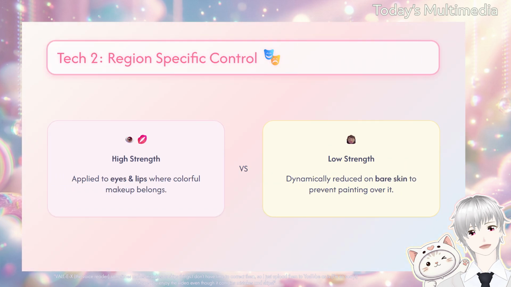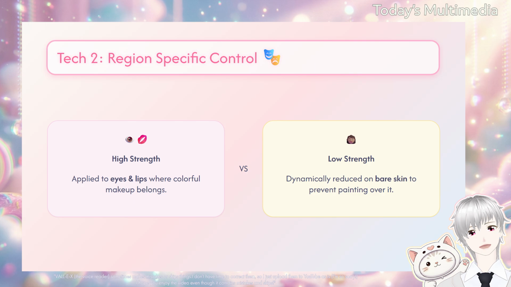Second, they created a region-specific makeup strength control. Previous methods just blasted the whole face with the makeup transfer, which is why the skin tone would get so messed up. Instead, MakeupMirror uses a facial segmentation mask. This mask maps out exactly where your lips, eyes, and bare skin are during the image generation process.